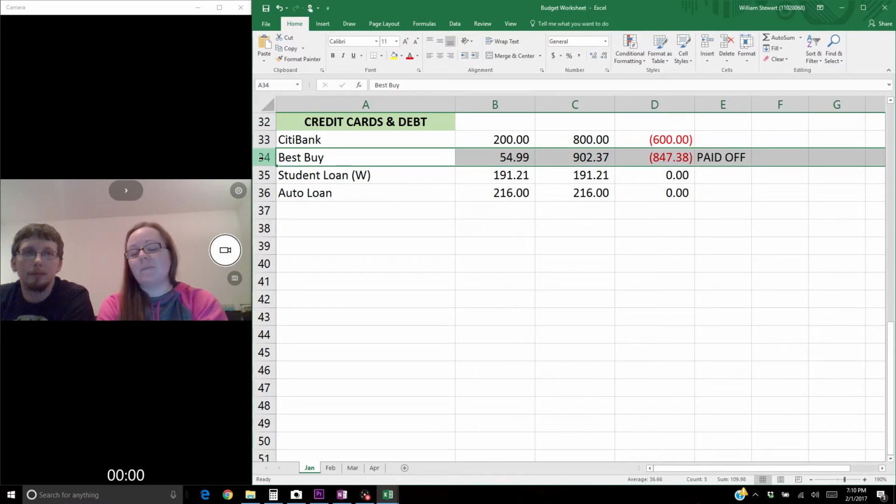The Best Buy credit card only had a balance on it for less than 30 days. He bought me a laptop for Christmas. We charged it on the Best Buy card because of the interest-free offer. At the time, we weren't sure when we would pay it off, so we just did the 18 months, no interest. I estimated paying $54.99, but we paid the entire balance of $902.37. So that card is gone, carried a balance for less than 30 days, which is pretty cool if you think about it.